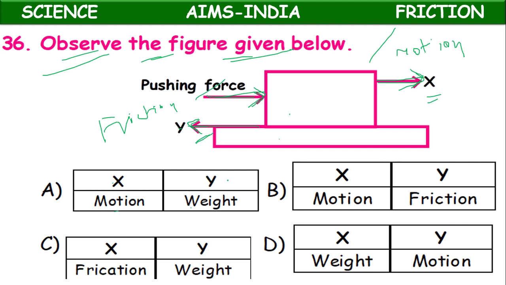X motion, Y weight, wrong. X motion, Y friction, correct. X friction, Y weight, wrong. X weight, Y motion, wrong. So option B is correct.